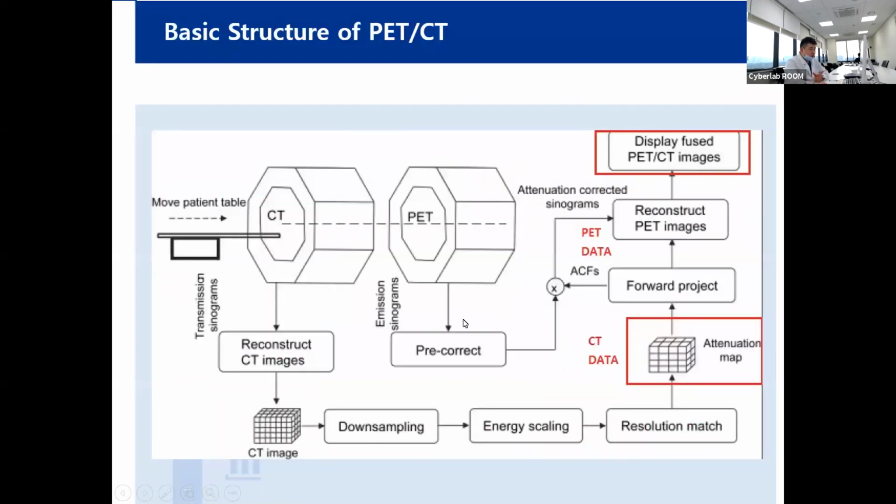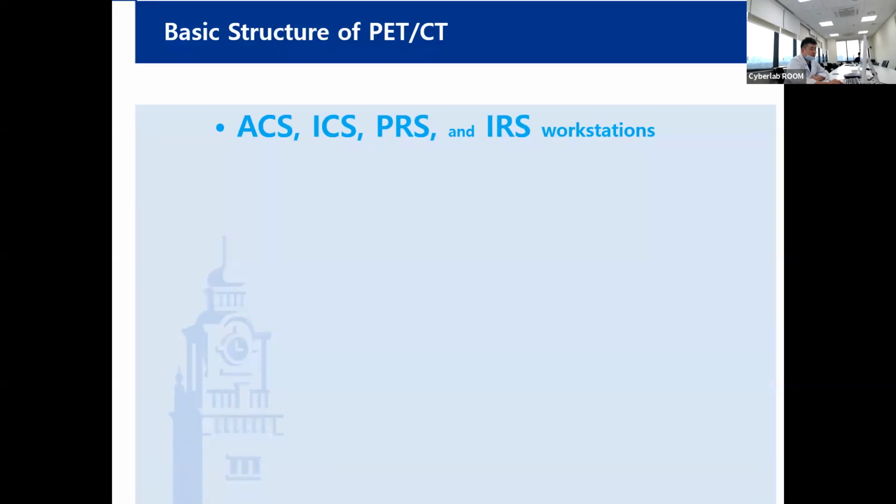A PET system basically consists of CT and PET. CT reconstructing and PET reconstructing. The CT is applied for the attenuation map; we produce the attenuation map and fuse it with the PET images. And then we can get PET/CT images displayed fused. This four-part system is the basic system of the PET/CT.